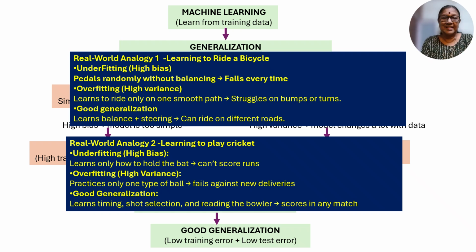Another example is learning to play cricket. All of you will understand this. Underfitting means you learn only to hold the bat in a nice way, but you cannot score runs. Overfitting means high variance: you practice only on one type of ball, but fail against new deliveries. Now what you have to do is learn timing, learn shot selection, and read the bowler, only then can you actually score runs. So you have to learn the overall pattern. So that is a good generalization.